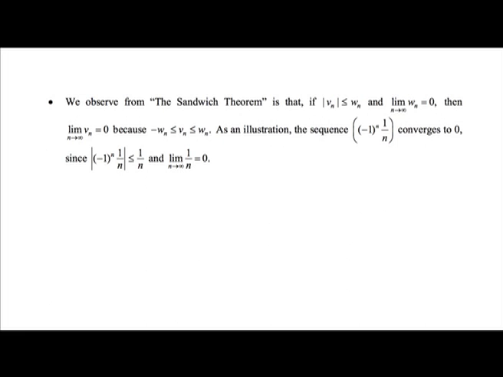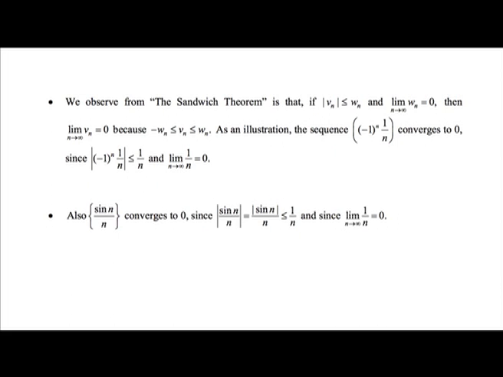We observe from the sandwich theorem that if absolute value of v_n is less than or equal to w_n, and the limit of w_n as n approaches infinity is 0, then the limit of v_n as n approaches infinity is 0, because negative w_n is less than or equal to v_n, which is less than or equal to w_n. As an illustration, the sequence negative 1 power n times 1 upon n converges to 0, since negative 1 power n times 1 upon n is less than or equal to 1 upon n, and the limit of 1 upon n as n approaches infinity is 0.